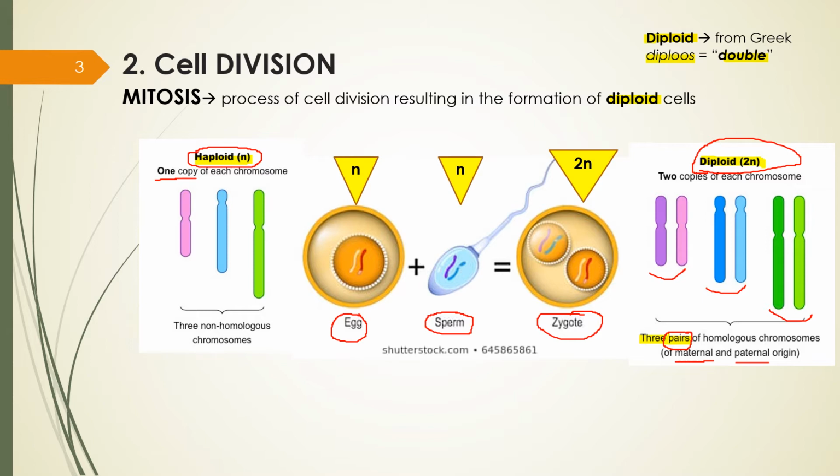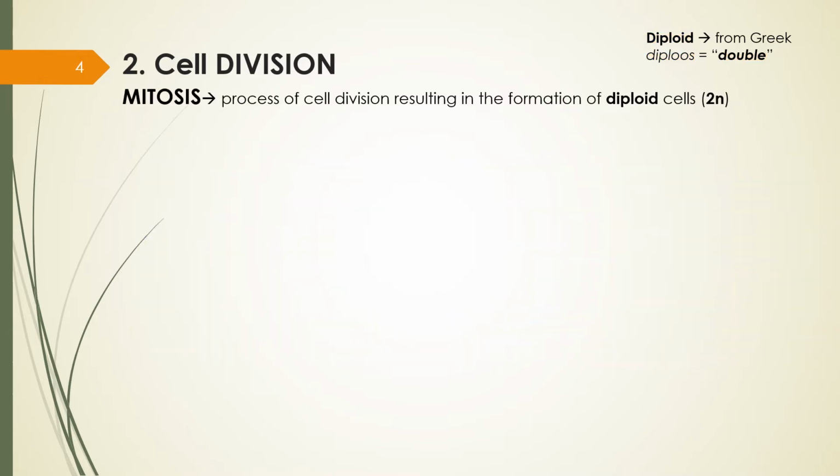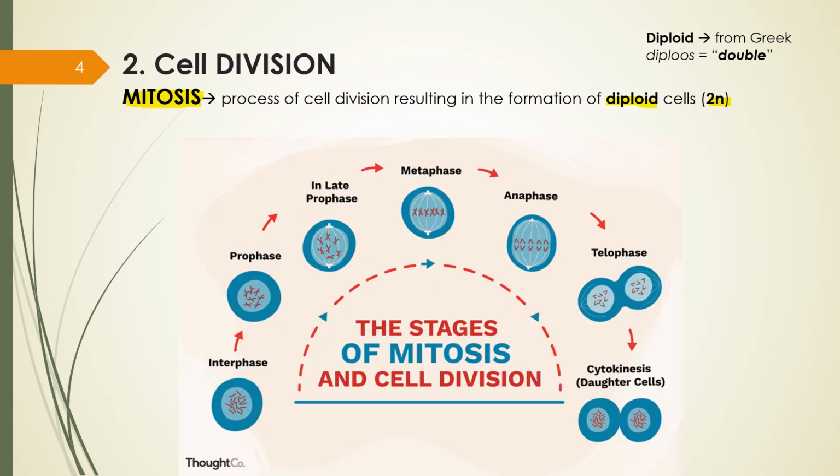So haploid cells have just one copy of each chromosome. And diploid cells have 2 copies, one pair for each chromosome. So as I said, mitosis forms diploid cells, so 2N. When we are talking about mitosis, I'm just talking about cells that have pairs of chromosomes.